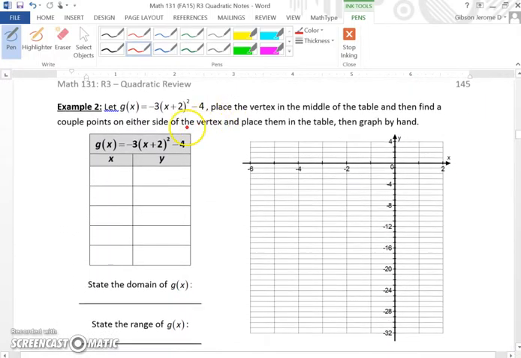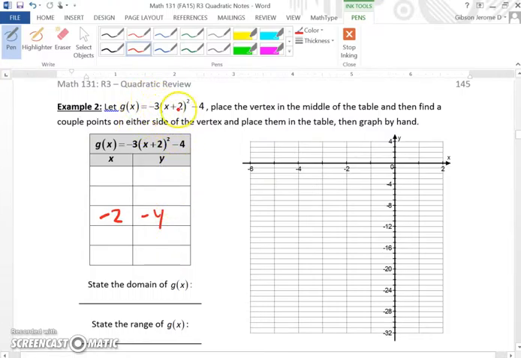All right, now we go here to example 2. It says, let g of x equals negative 3 times the parenthesis x plus 2 squared minus 4. Place the vertex in the middle of the table and then find a couple points on either side of the vertex and place them in the table. Then graph by hand. We have 5 points they want us to get. They want us to write the vertex here in the middle. What do you think the vertex is here? Negative 2, negative 4. Does everyone understand how it's negative 2, negative 4? Anyone need me to explain it?